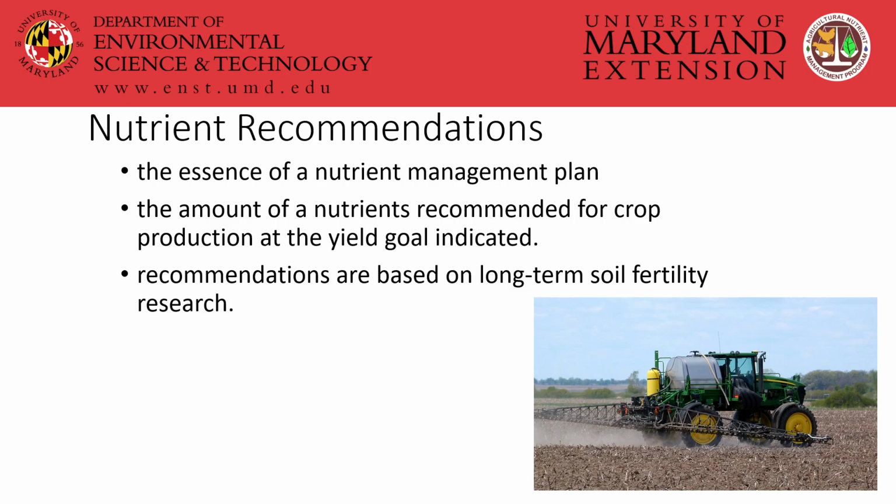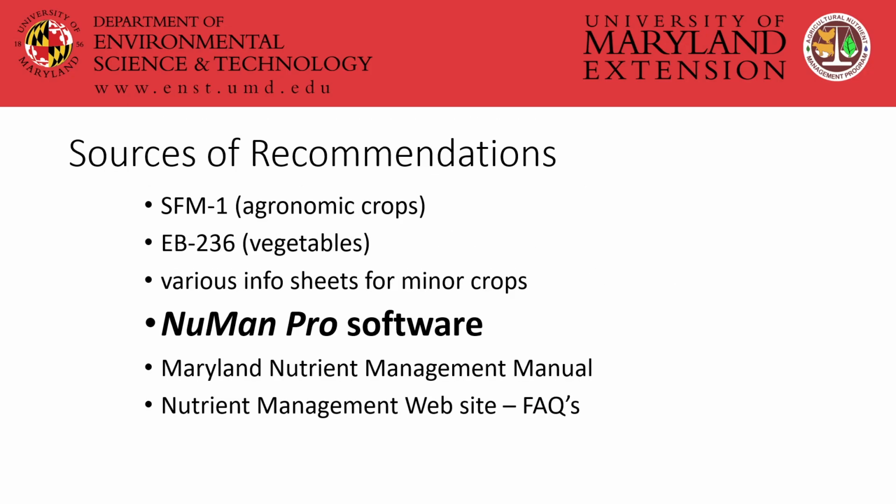They're based on long-term soil fertility research. It's kind of the best information we've got that we're basing these off of for our region. Sources of the recommendations, some of this is going to be in your flash drive, I believe, but you've got SFM1 for agronomic crops. EB236 is where all the vegetable recommendations live. There's various info sheets that are out there for some of the minor crops. The good thing is if you use NMP software, it's all already built in. So you don't have to go searching through the sheets, the recommendations are built into the software.